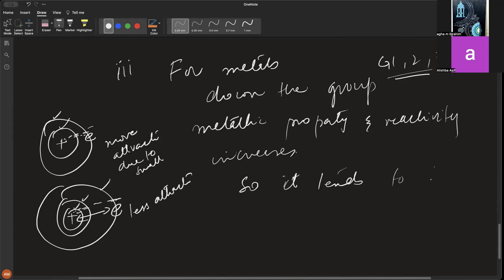tends to lose faster, right? There is no attraction from the nucleus. It can leave the shell. It can go out of the atom easily, right? Do you understand this point? So this is what the metallic property was. If the metal is able to lose its electron even faster, it means it is more reactive.